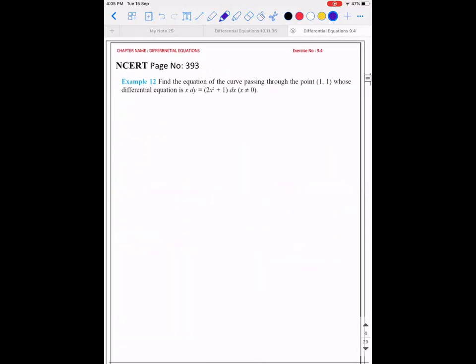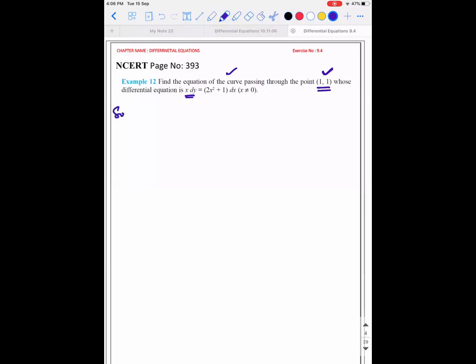Find the equation of the curve passing through the point 1, 1. So when they say equation of the curve passing through 1, 1, even before you complete the question, tell me, will you get a general solution or a particular solution? Particular. You will get a particular solution because the condition is given. Whose differential equation is x into dy is equal to 2x square plus 1 into dx.